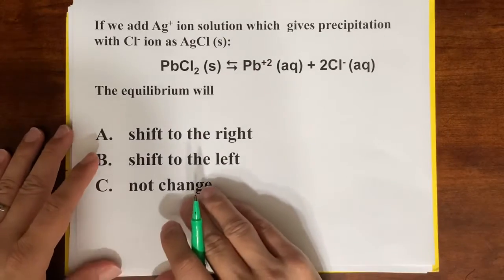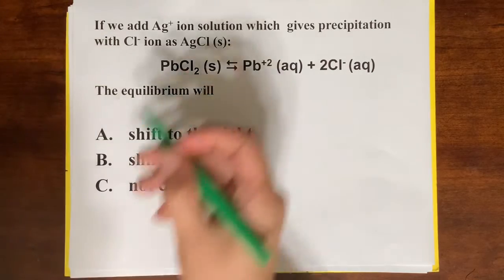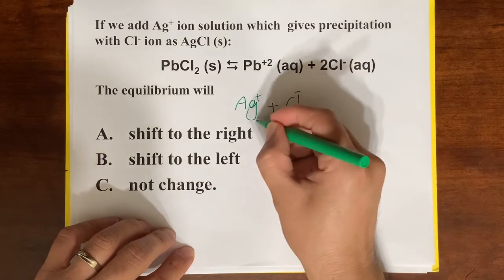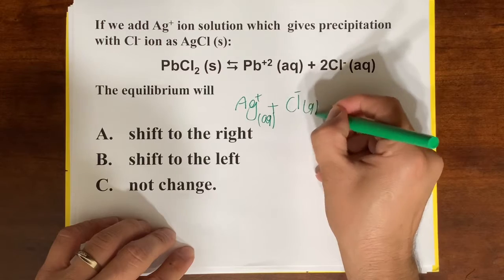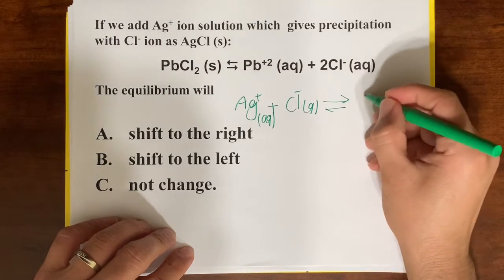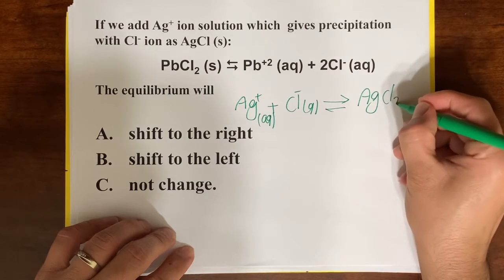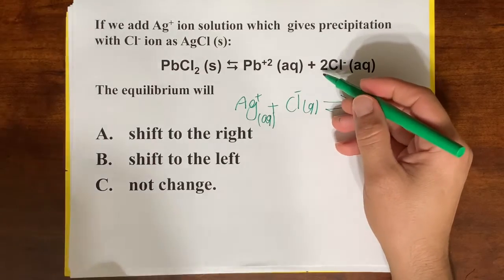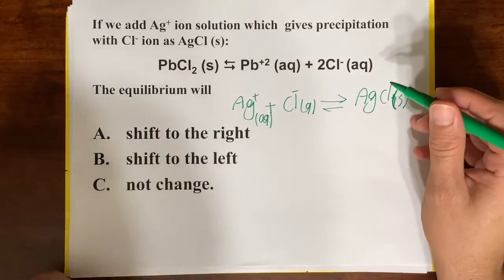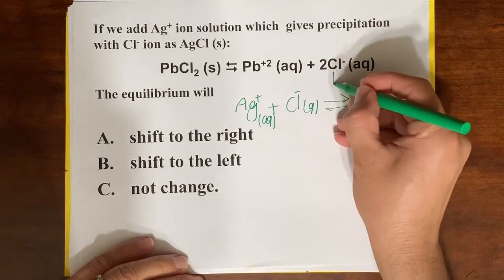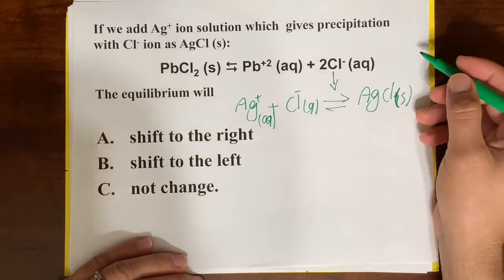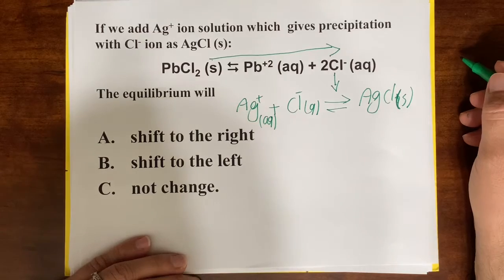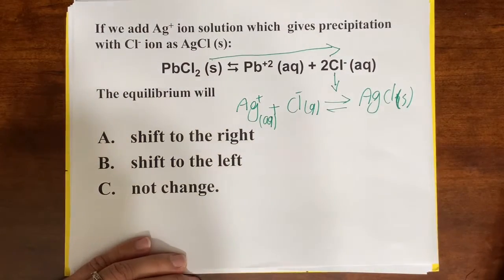Next one, we are adding silver ion. It will react with chloride and use the chloride to generate silver chloride solid. So the concentration of chloride is going down because we are reacting the chloride with silver. Continuously this is going down, and because it's going down, we need to generate more to replace the missing chloride. So the reaction will move to the right side this time.